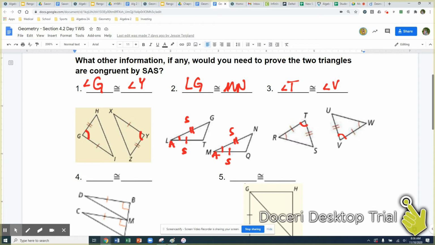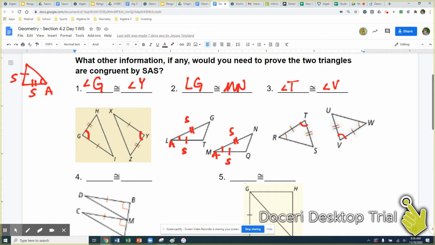So side angle side, it's very important that if you have 2 sides with an angle in between, now you can start using that side angle side. Oftentimes, people will see this type of triangle. So maybe you see a triangle like this. Side, side, angle.